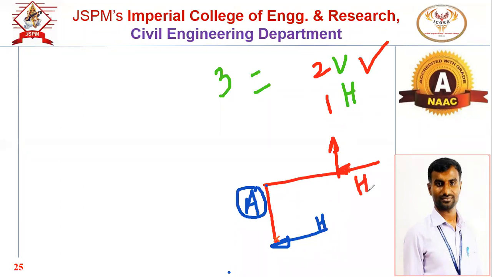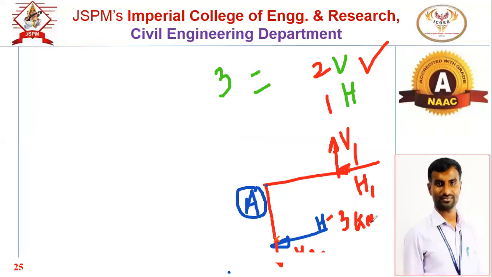Suppose this will be h1, and suppose this will be v1, and at this point suppose this will be v2, and this h value you will get, suppose 3 4 kilonewton, using summation fx equal to 0. Okay, suppose this is 3 kilonewton, this is 3 kilonewton.